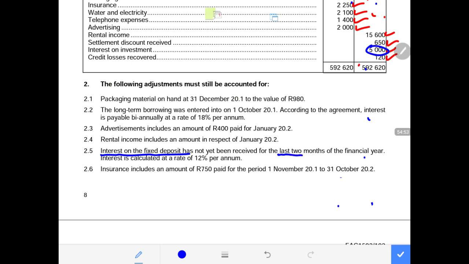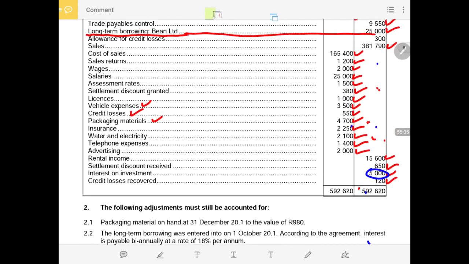Now, we are told that the interest rate in this investment is 12%. Even if they didn't tell us that it is for the last 2 months, we will still be able to calculate. Let me prove that to you. How? How much is our investment income?